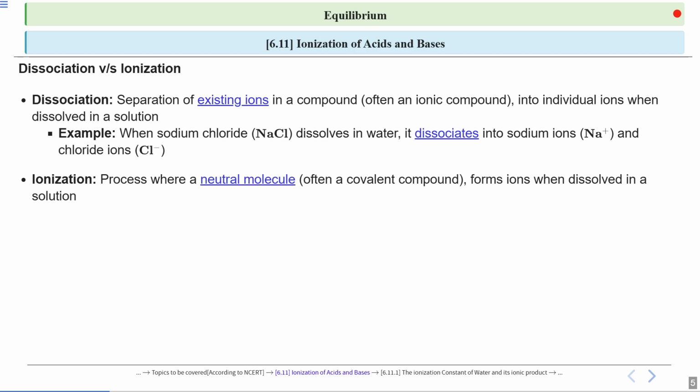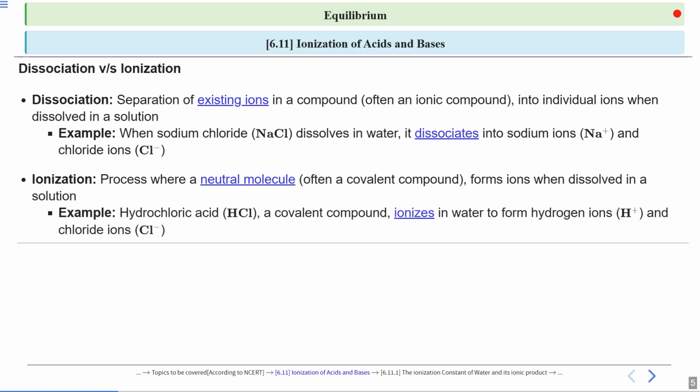Now you would say that there is never a distinct line between covalent and ionic compounds, but still you have a general idea, right? You say that NaCl is mostly ionic, so we will move on with that sense. That is the reason I have written "often a covalent compound." Whenever you are separating the constituents of a neutral molecule, which is a covalent compound, and forming ions from it in a solution, then you call this process ionization.